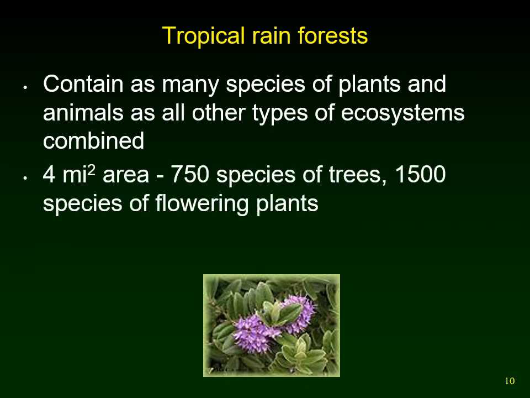An example of a study that was done found that in a 4 mile square area there were 750 different species of trees. That's a lot of different species of trees. And there were 1,500 different species of flowering plants within that 4 square mile area.